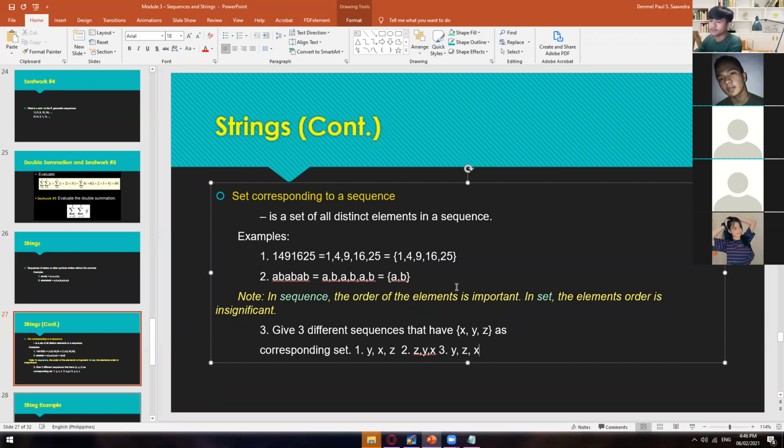So are we clear so far regarding this string example? Yes, sir.